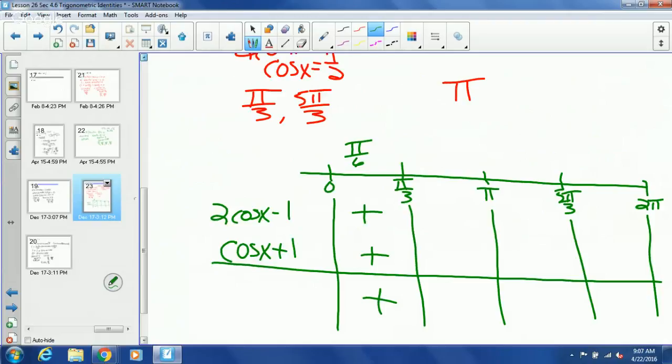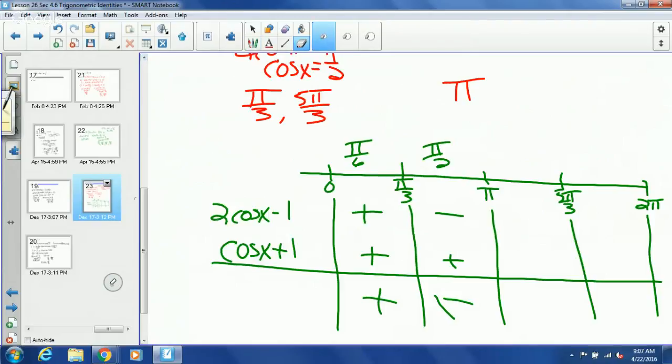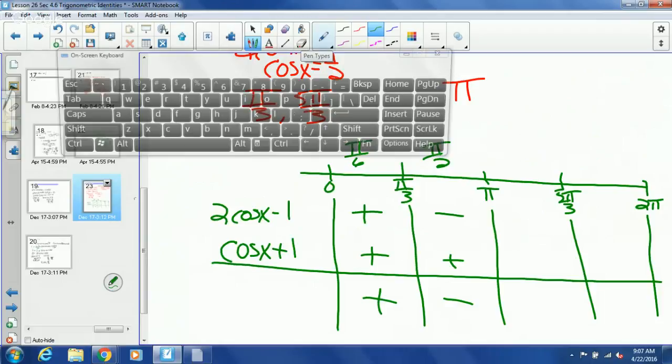Okay, what'd you pick between pi over 3 and pi? Okay, pi over 2. That works. So when I plug it into the first equation, do I get a positive or negative? Negative. I get a negative. When I plug in the second one, what do I get? Positive. So that means that the function there is going to be negative.